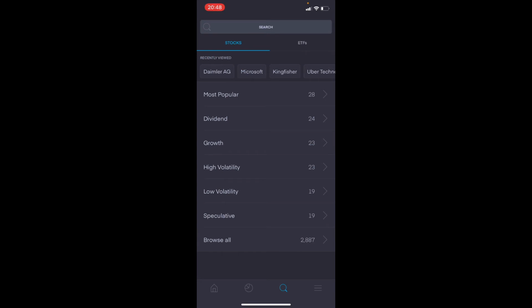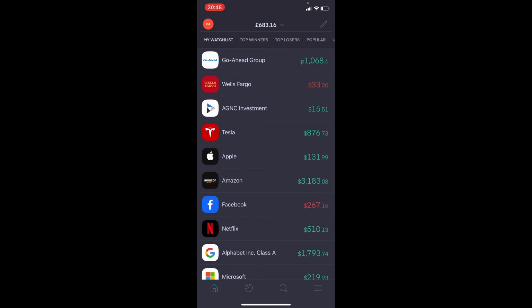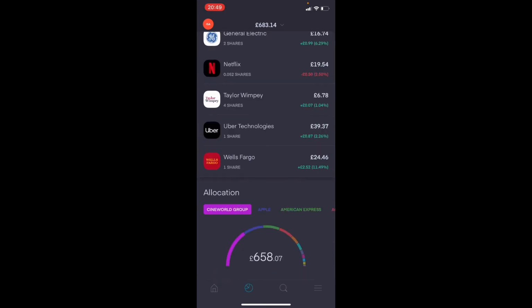They do also have a useful feature where you can go for most popular, dividend, growth, high volatility, low volatility, speculative, that sort of thing. But out of all of them, you can search around. Not every stock and share is available on Freetrade, but the lion's share of them are, and especially for beginner or intermediate investors, the platform is pretty extensive. So with that said, let's buy a share.